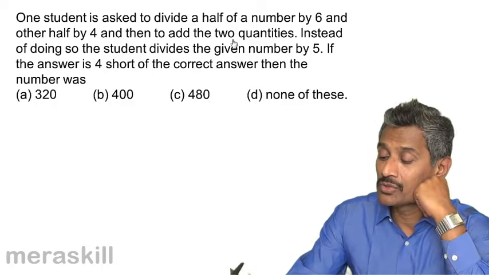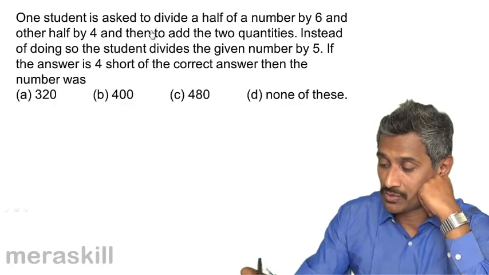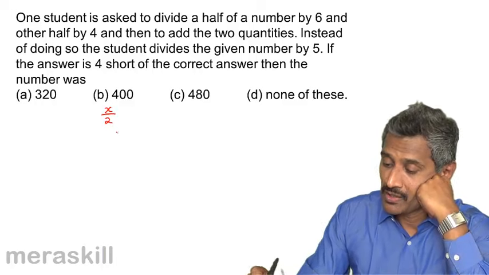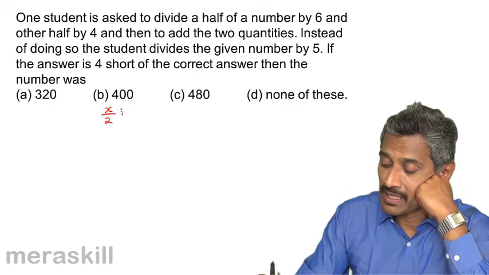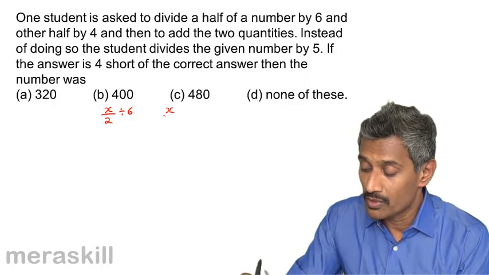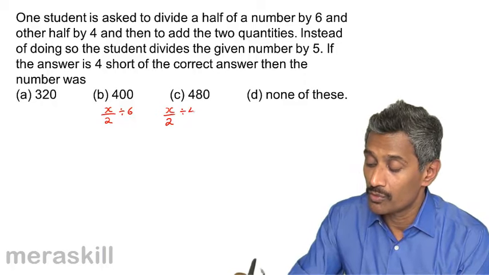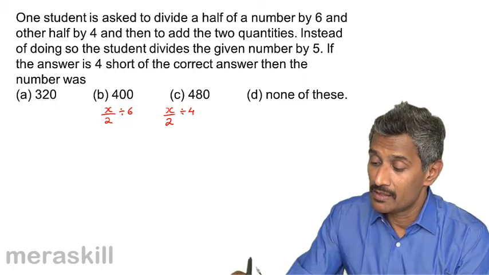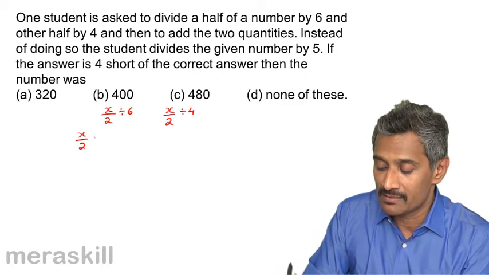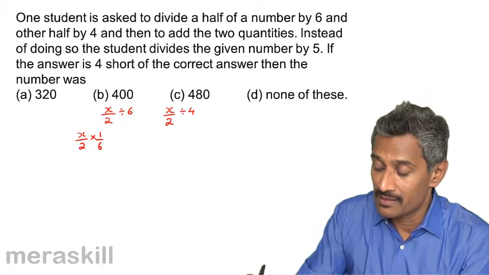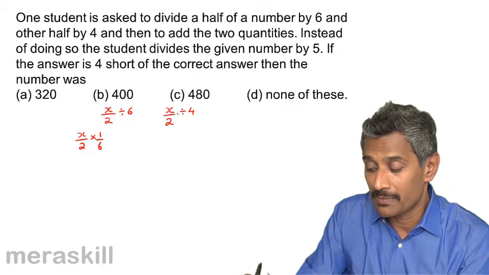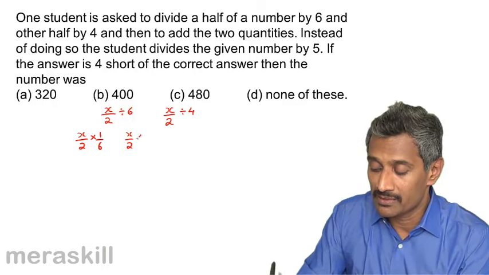A student is asked to divide half of a number. Suppose you have the number as x, its half is x by 2, and it is being divided by 6. The remaining half, that is x by 2, is divided by 4. Then we add the two quantities. So x by 2 divided by 6 is the same as 1 by 6 of x by 2, and x by 2 divided by 4 likewise. Division of one number by the second is the same as multiplying the first, that is x by 2, by the reciprocal of the second.